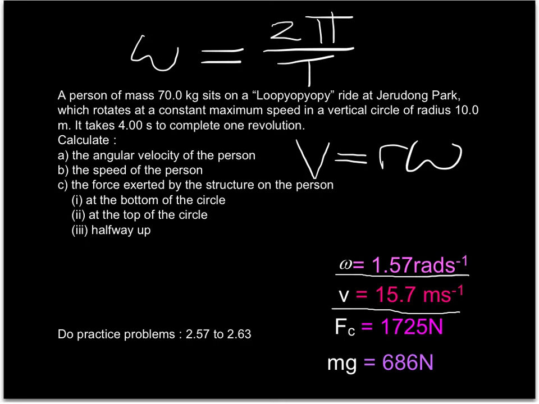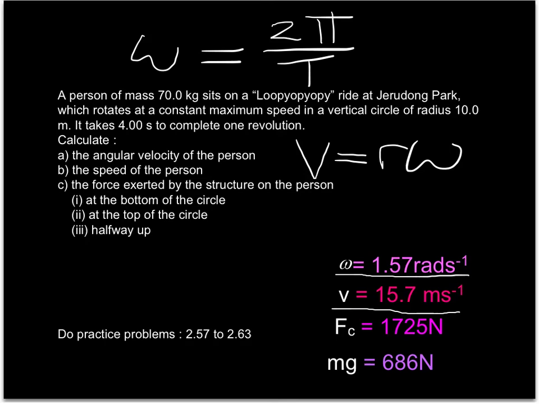For part C, the force exerted by the structure on the person is equivalent to the tension force of the string on the mass in the previous slide. At the bottom of the circle, of course, we are subtracting the weight force from the tension force to find the centripetal force. In this case, we're trying to find essentially the tension force, so we need to add the centripetal force and the weight force.